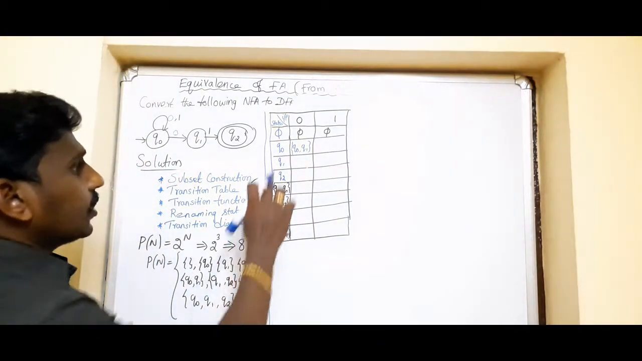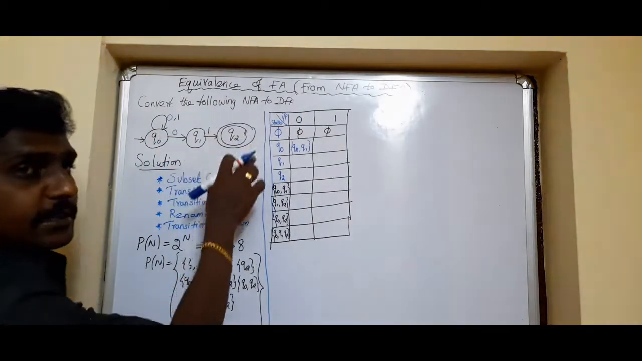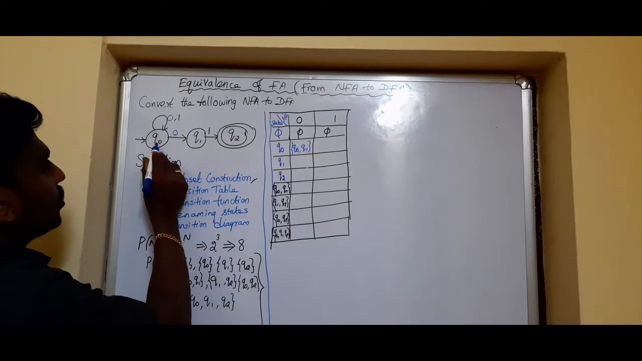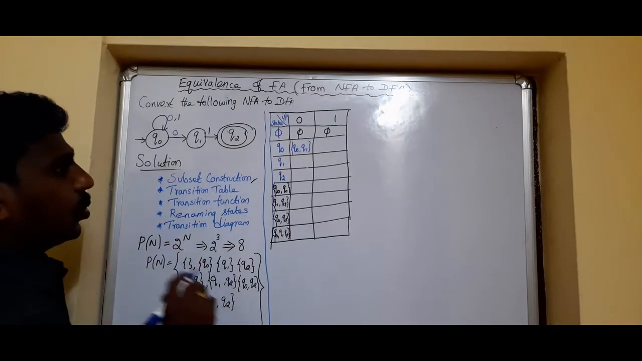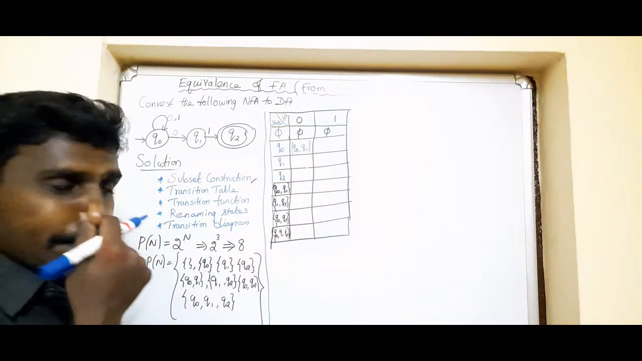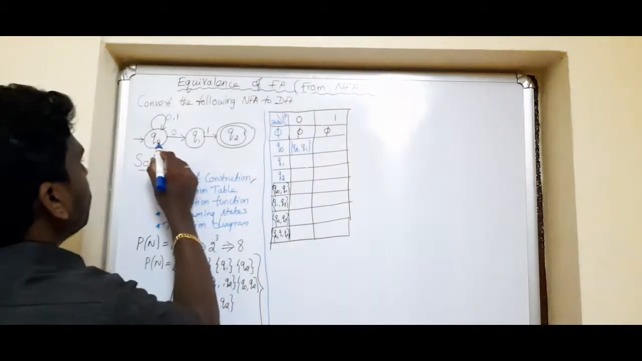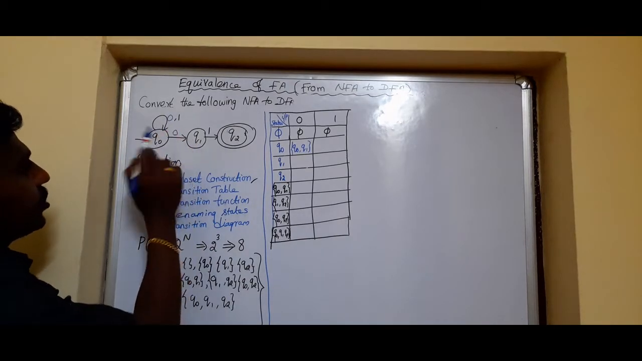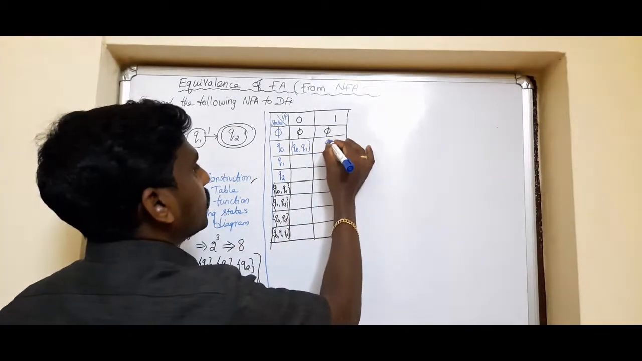Okay, once again, Q0 on 0, I want to see the transition diagram. Q0 reads 0, goes to Q0. Similarly, on 0 it goes to Q1. So I got Q0, Q1. And Q0 on 1: Q0 reads 1, it goes to Q0. So here it is Q0.